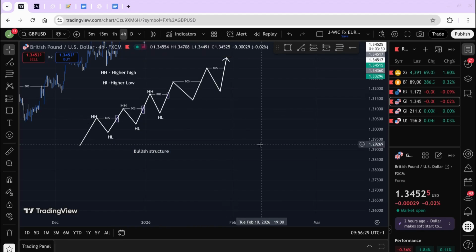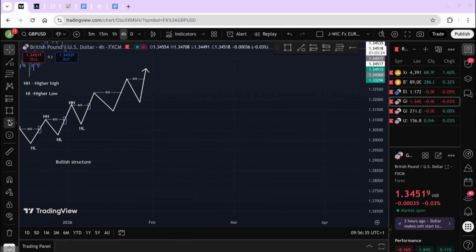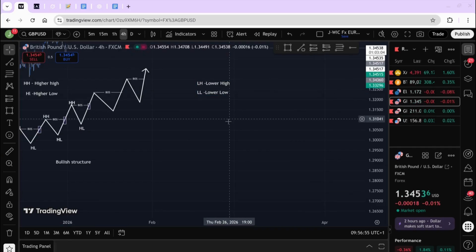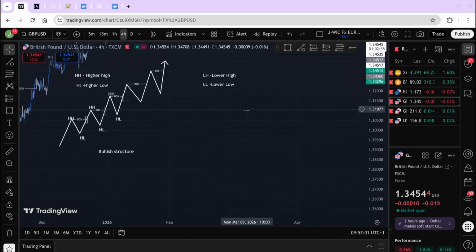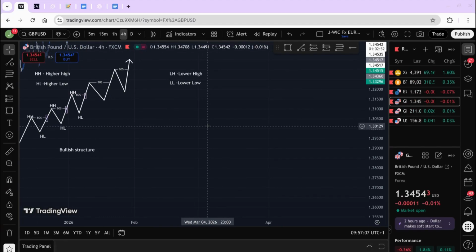All right, now this is for a bullish structure. Let's go to a bearish structure. Now, if the market on a bullish structure forms higher highs, higher lows, on a bearish structure, we're going to be talking of lower highs and lower lows. You have the LH, lower high, and we also have the lower low. Yes, now it's just like a vice versa of your bullish structure. On your bullish structure, you keep forming higher highs, higher lows. And on your bearish structure, you'll be forming lower highs and lower lows.